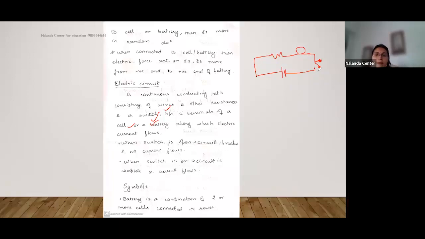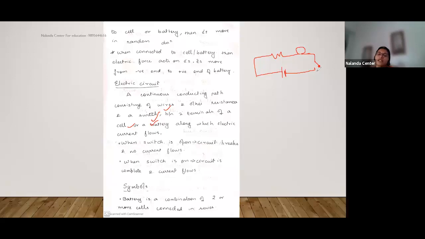Now the circuit can be open or closed. What is meant by open? The switch is not connected. What we have to understand is that the whole circuit has to be closed. Otherwise, the electrons are not going to flow. That is, the current is not going to flow. In an open circuit, the circuit is broken. That is, the switch is open over here. So the current is not going to flow.